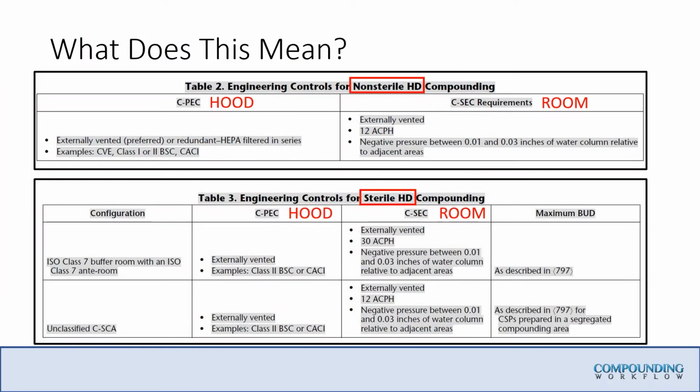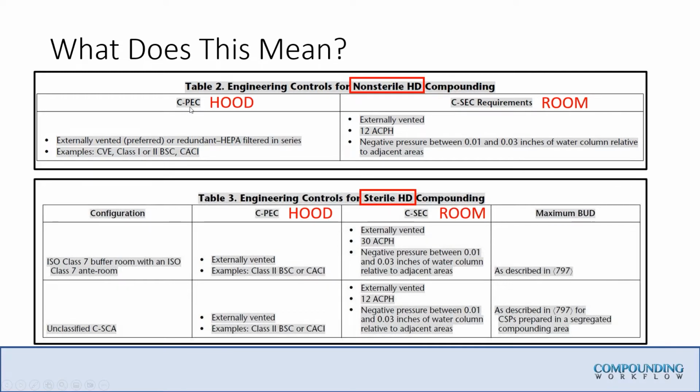Now, I want to kick this off by dissecting Table 2 and Table 3 in the chapter. So in USP 800, you've got Table 2, which is specific to non-sterile compounding, and you've got Table 3, which is a couple pages later or sections later in the chapter, that is specific to sterile hazards.